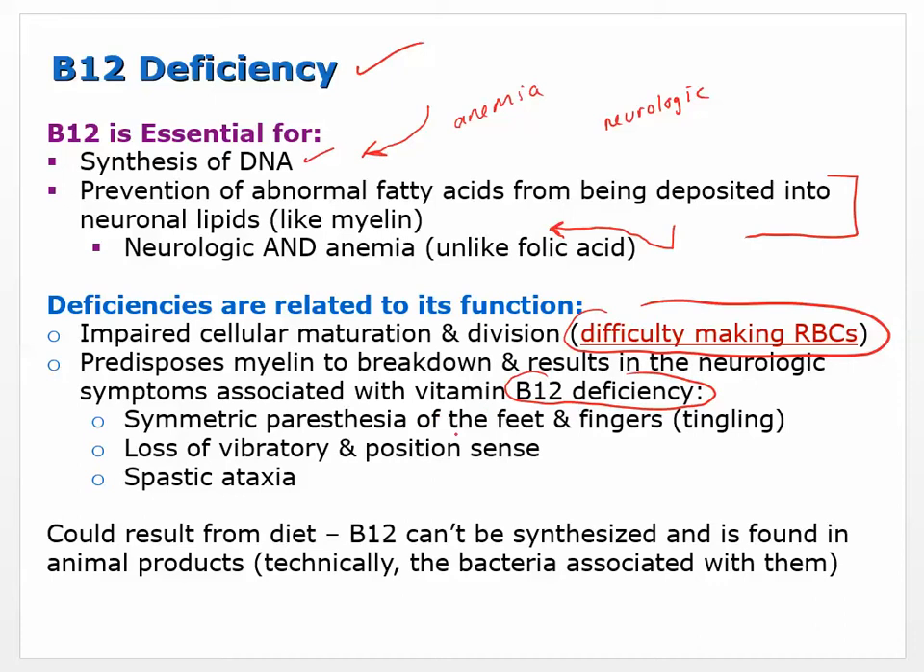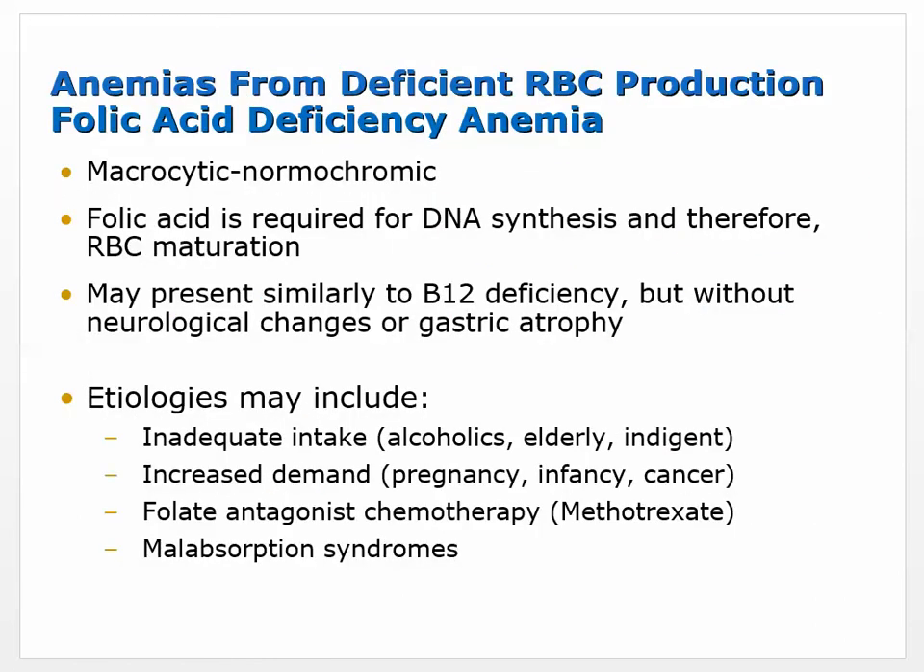So symmetric paresthesia of the feet and fingers, that's that tingling that you get when your foot falls asleep and then wakes up. Loss of vibratory and position sense, spastic ataxia, so neurologic symptoms. It could result from diet because we can't synthesize B12 and it's found in animal products, or technically the bacteria associated with animal products, that's where we get B12 from our diet. So if you're not getting that, then you're going to have a deficiency.